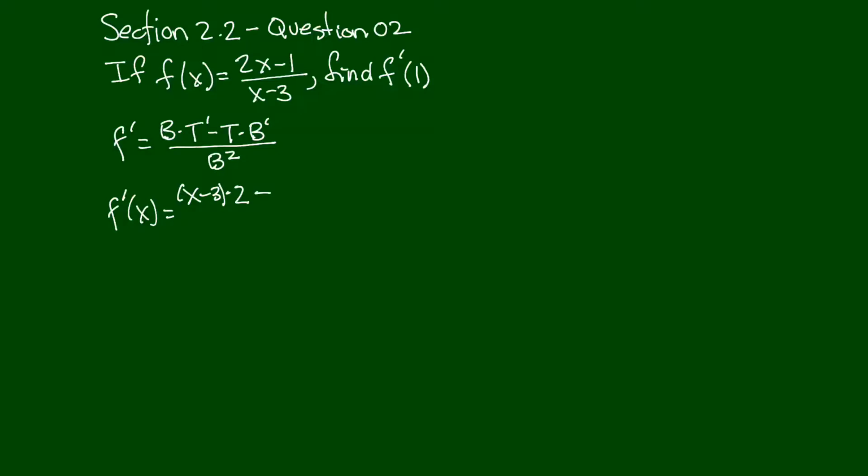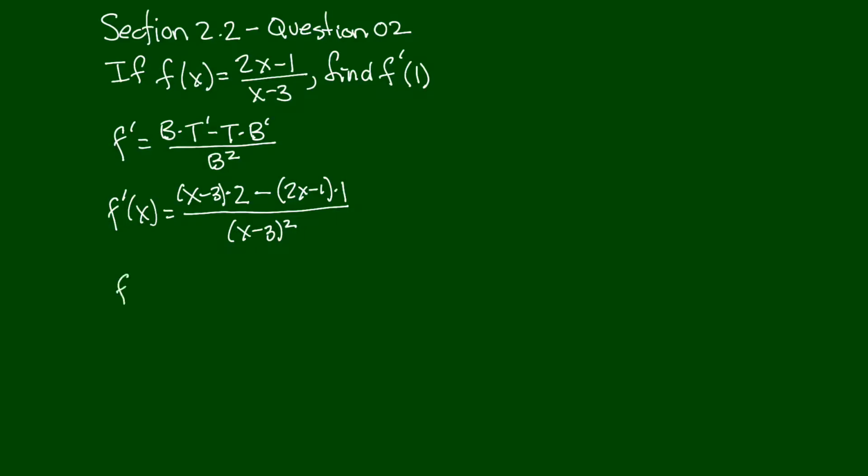And then minus the top, which is the quantity 2x minus 1, times the derivative of the bottom. Now the bottom is x minus 3. There's a 1 out here, right? So the derivative of x is just 1. The derivative of the negative 3 is 0, so we just get a 1 here. So times 1 all over the bottom, which is the quantity x minus 3 squared. Let's just run through it again. So it's the bottom, the x minus 3, times the derivative of the top, 2, minus the top, 2x minus 1, times the derivative of the bottom, which is just 1, all over the bottom, x minus 3 squared.